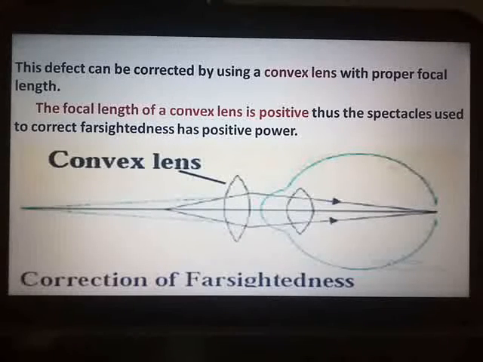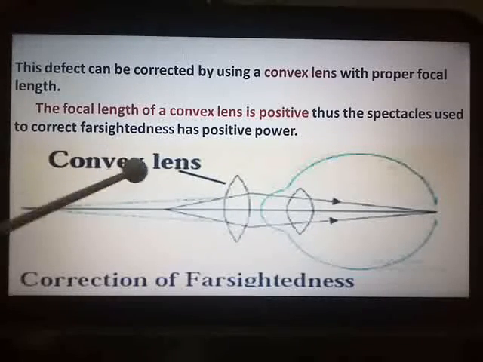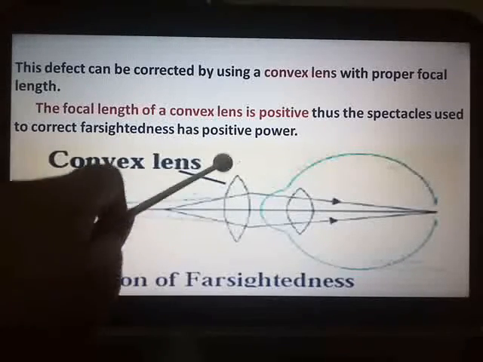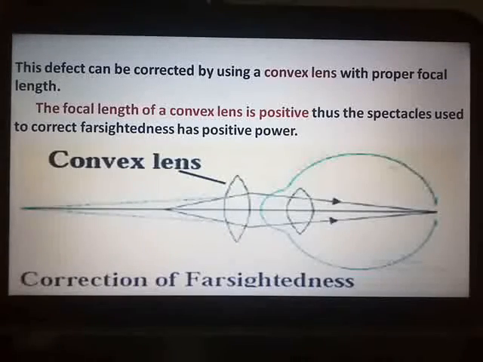So prepare these 3 topics thoroughly in all the ways, along with diagrams, along with the corrections. The diagram which is the corrected diagram after that particular defect by using that particular type of lens.